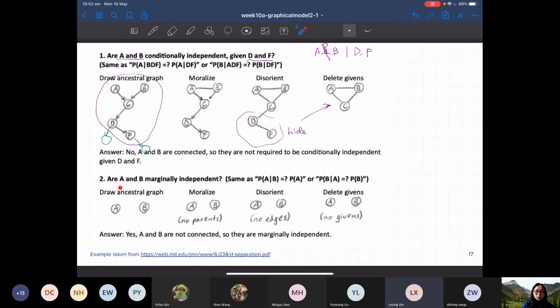Now we're only concerned about A and B. So we can drop the CDF part, right? We moralize, there's nothing to connect, right? No parents, no co-parents. We don't disorient, there's no edges, and we delete the nodes observed. There's no other nodes observed, so A and B are still disconnected. So indeed, it's the same conclusion we got using what we learned last time. So A and B are independent of each other if the other nodes are unobserved.